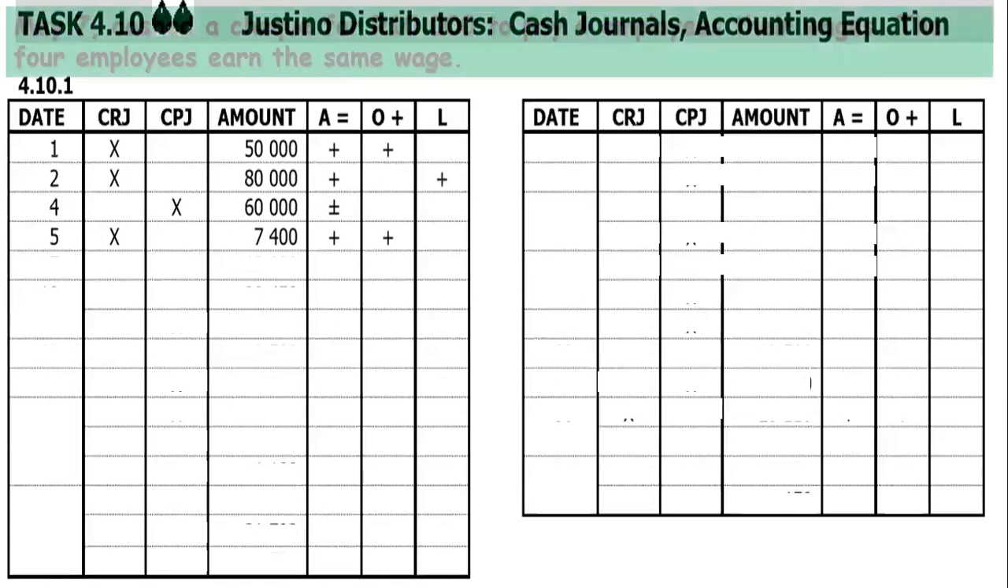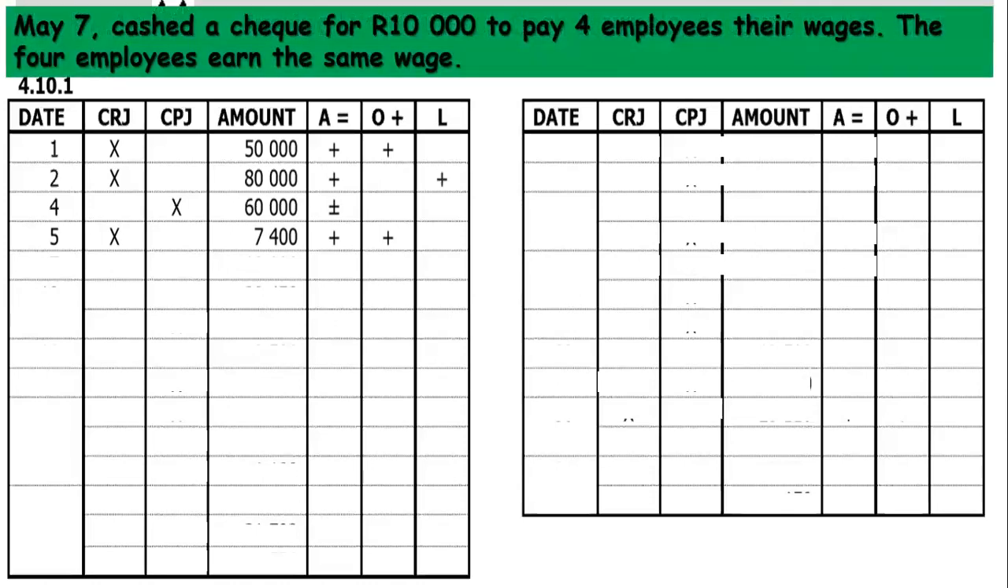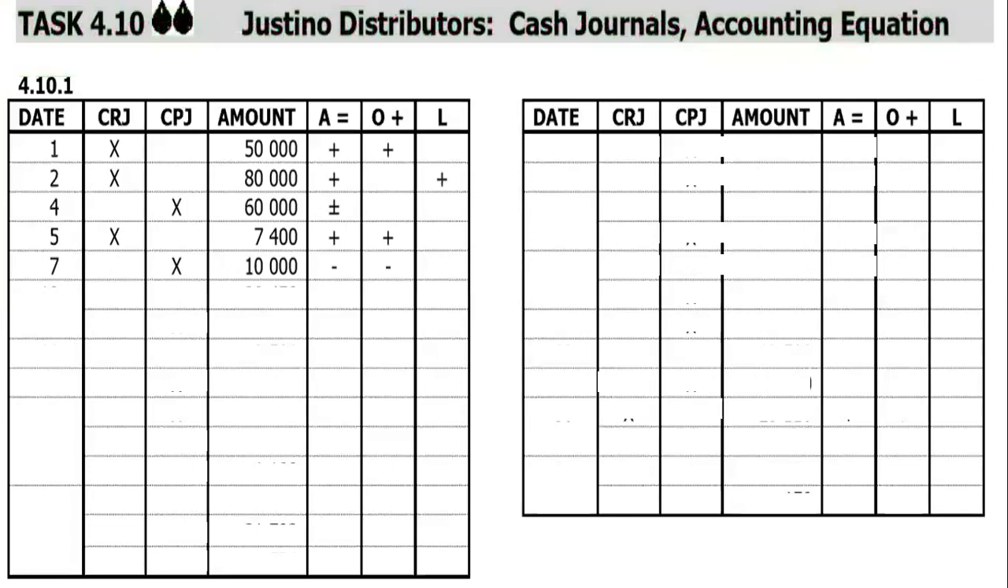Next transaction on May 7, cashed a check for 10,000 rand to pay 4 employees their wages. The 4 employees earn the same wage. So it's money paid out, a cash payment journal, and it decreases assets and it decreases owner's equity. So you can see expenses reduce our net worth, but we cannot do without them.